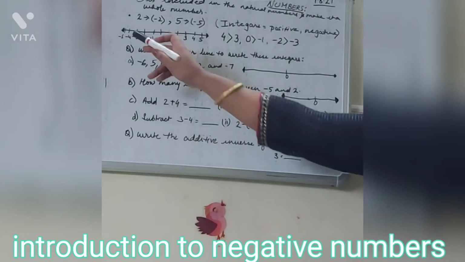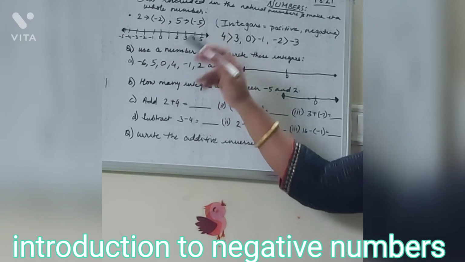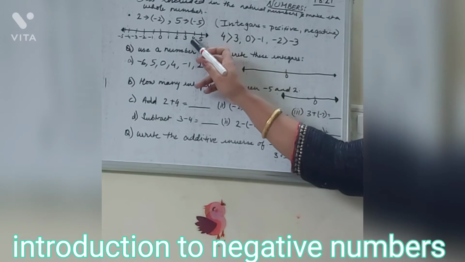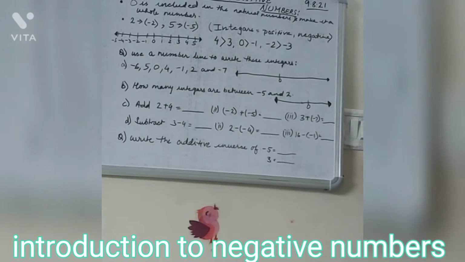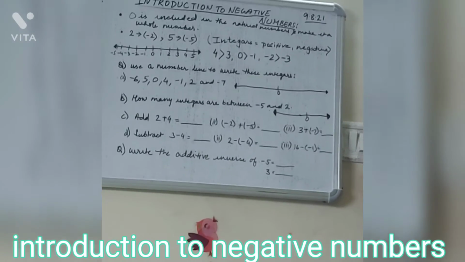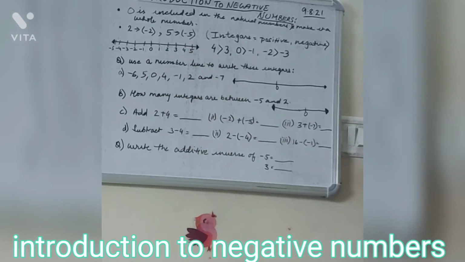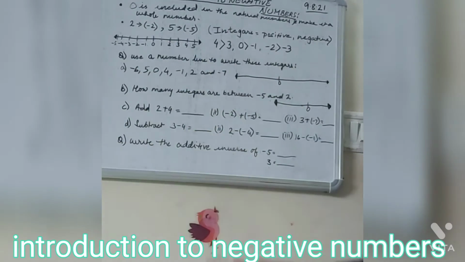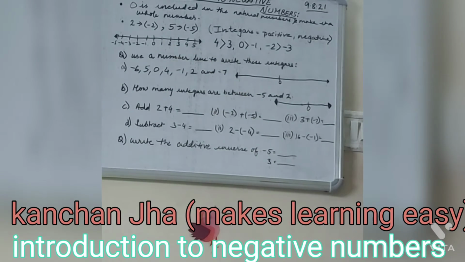So first, for negative numbers, you should understand what a number line is. See this number line: we start with the positive numbers 5, 4, 3, 2, 1, then 0, and then on the left hand side, we write the negative numbers, that is -1, -2, -3, -4, -5. Okay, so on the right hand side we have positive integers, on the left hand side we have negative integers, and in the middle we have 0.